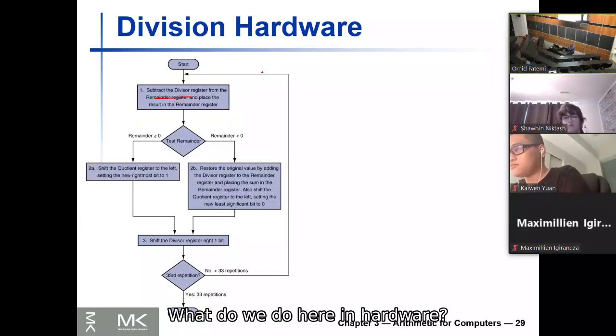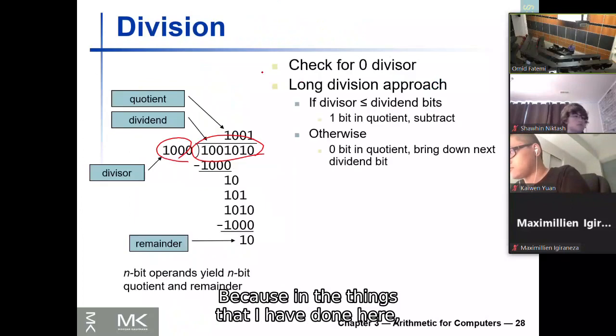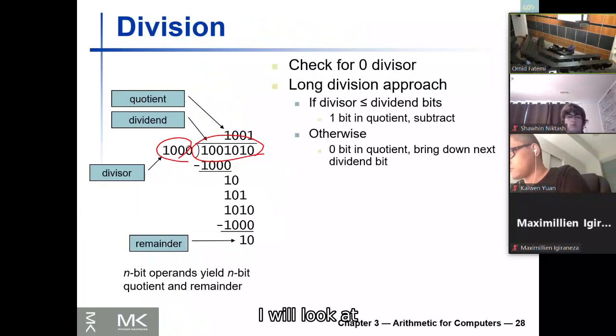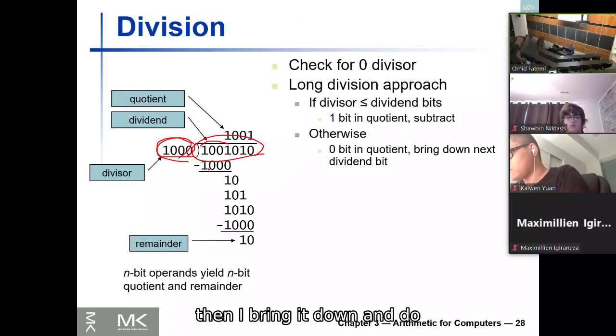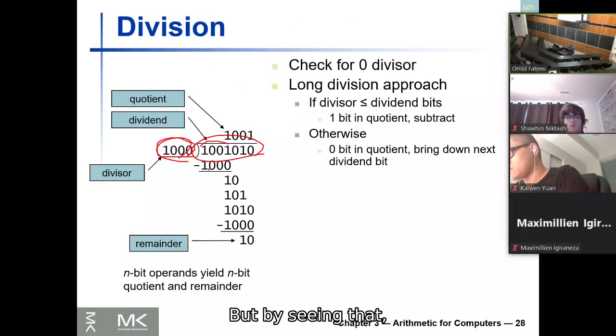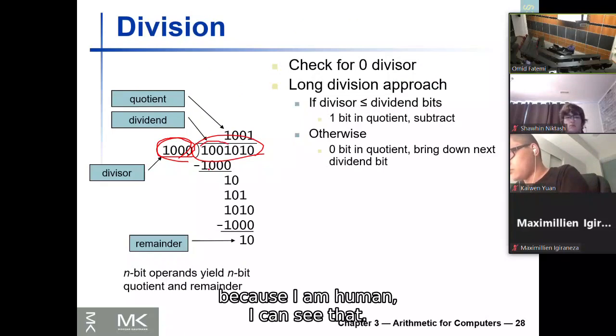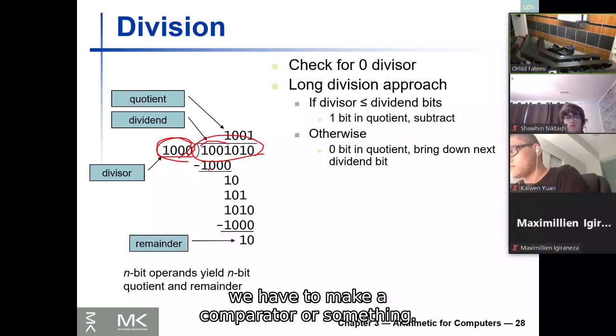What do we do here in hardware? Because in the things that I have done here, I will look at the divisor, and if it is less than the dividend, then I bring it down and do the subtraction and put 1 in the quotient. But by seeing that, because I am human, I can see that. But in hardware, we have to make a comparator or something.